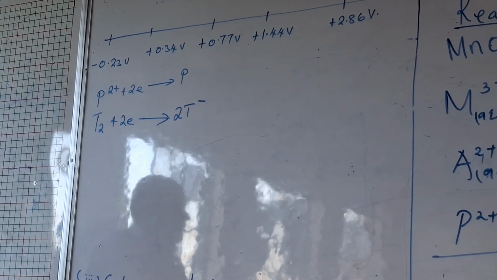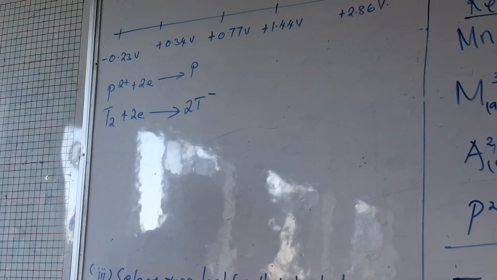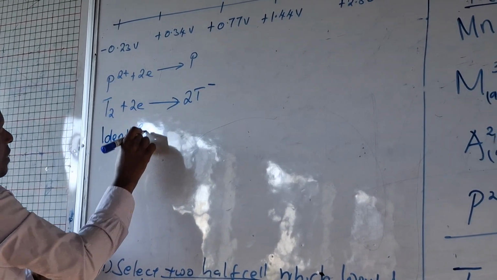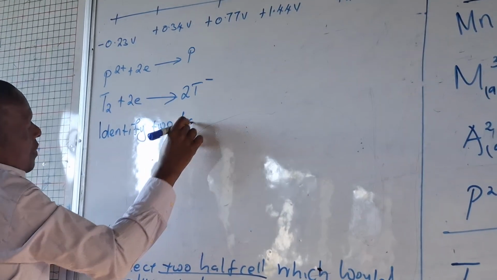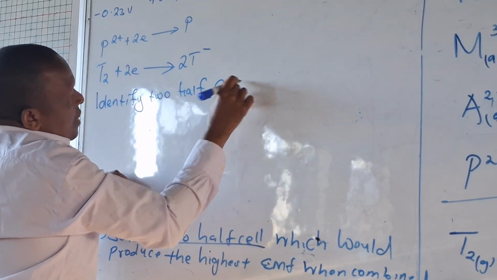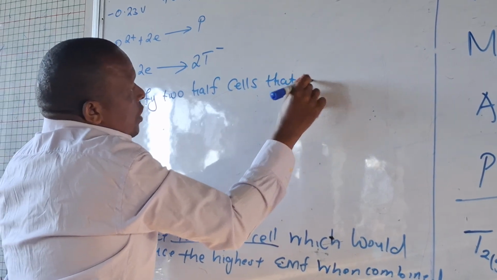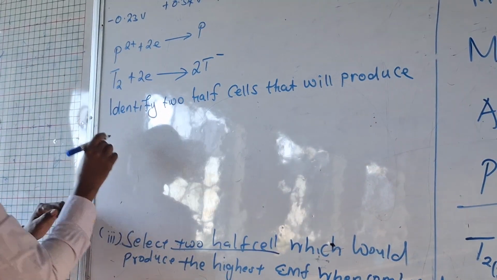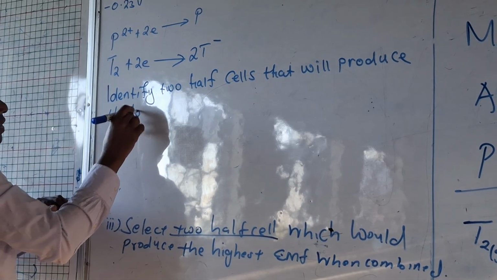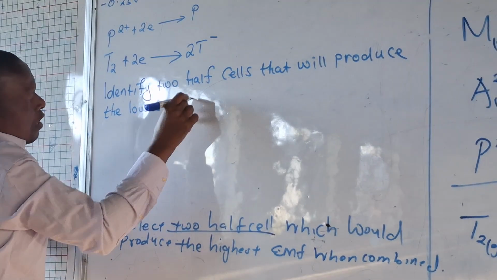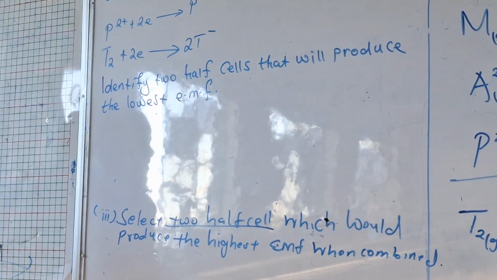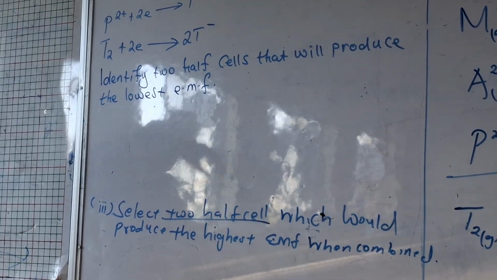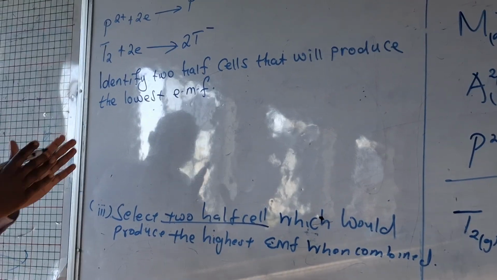Identify two half cells that can produce the smallest EMF. Okay, let me write that one here. Identify two half cells that will produce the lowest EMF. Now for this one, you don't look for the one which is on the far right and the one which is on the far left. You are going to carry out calculation.